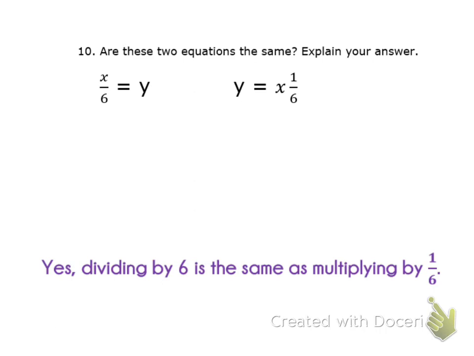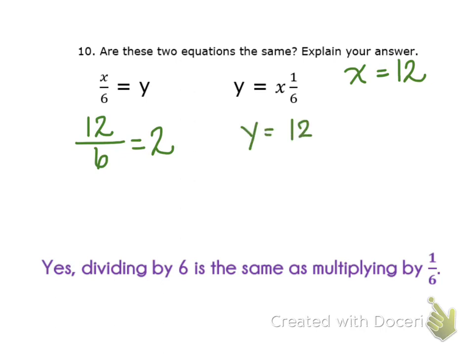So another way that you could kind of justify this answer is if you pick a number for x and you plug it in. So I'm just going to pick 12 for x. So let's pretend that x equals 12. So if x is 12, then 12 divided by 6, that would equal 2. Okay? So now let's plug in 12 for x over here. So we have y equals 12 times 1/6.